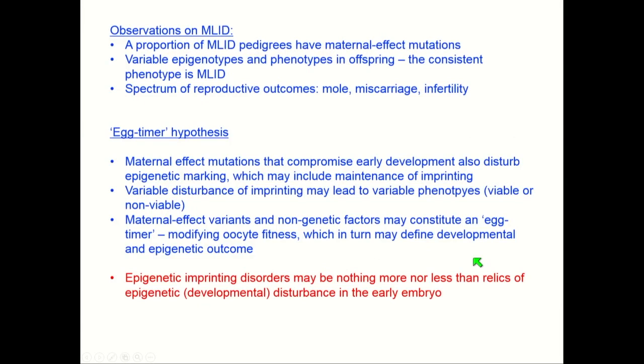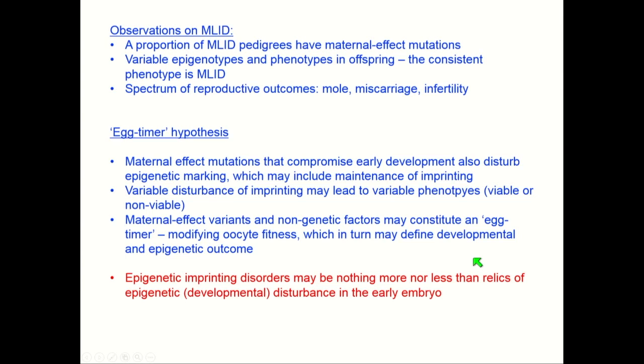So that's why I think that MLID is partly genetic and partly not genetic. I think that some multilocus imprinting disorders have maternal effect mutations. The consistent phenotype is MLID. Nothing else is consistent, and that's why they're hard to find. I think these things have a spectrum of reproductive outcomes. So what I reckon is that maternal effect mutations that compromise early development can disturb epigenetic marking, and this can include maintenance of imprinting.